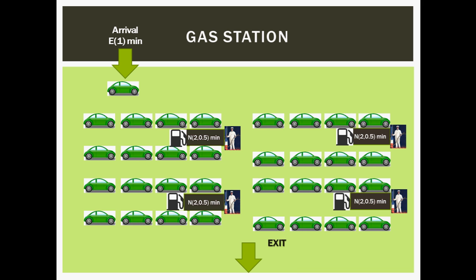In this diagram, we see that we have a gas station with cars arriving every 1 minute with an exponential distribution. From the arrival, the car decides to form in one of eight lines that are attended by four gas pumps. Every gas pump has two lines to attend, one on each side of the pump.